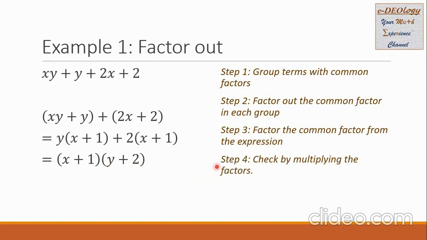In step 4, let us multiply the factors to check if our answer, or the factors, are correct. So x multiplied by y, I will get that xy. X times 2, I will have this 2x. And then 1 times y, we'll get back that y. And 1 times 2 is 2. So these factors are the correct answer.